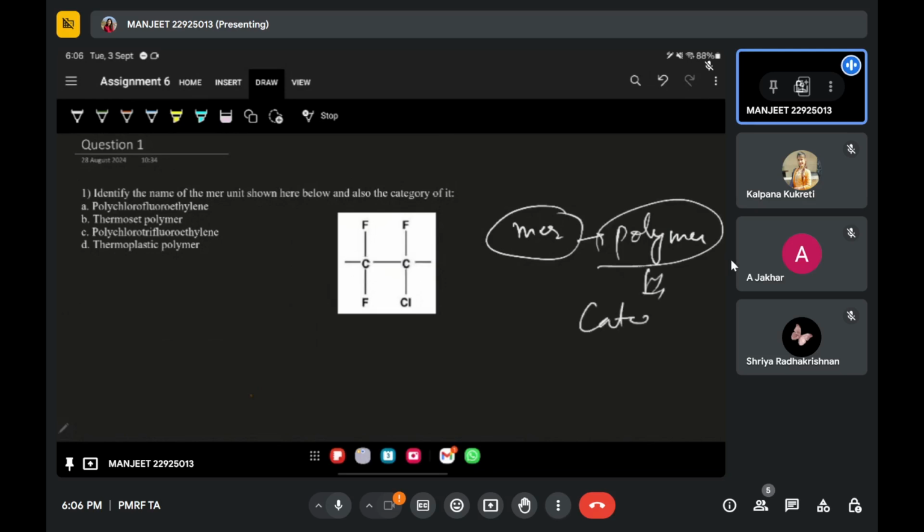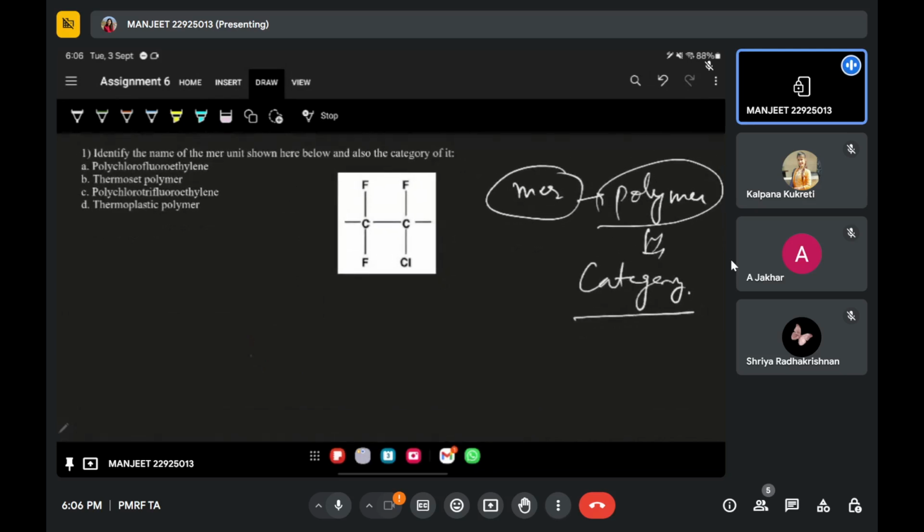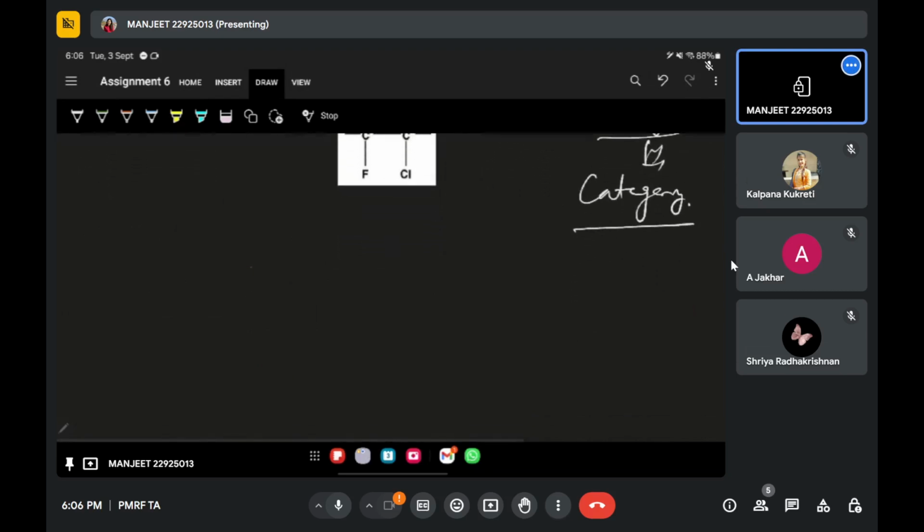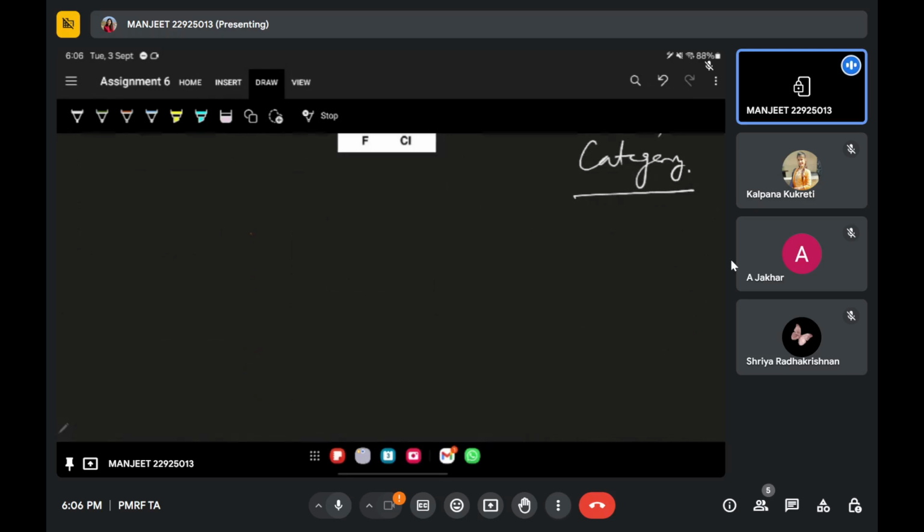So basically we have two categories: one is the thermoset polymer, and another is the thermoplastic polymer. We will discuss these two first, and then continue. So what will be the comparison between the thermoplastic and the thermoset polymer?